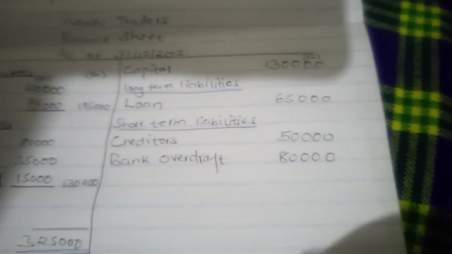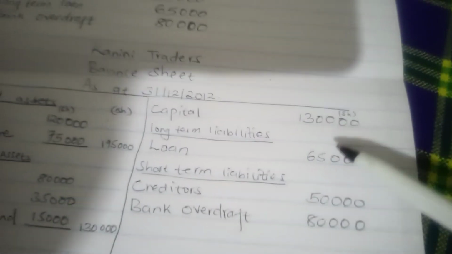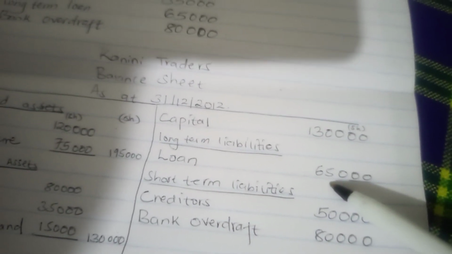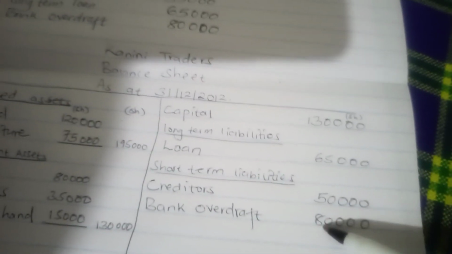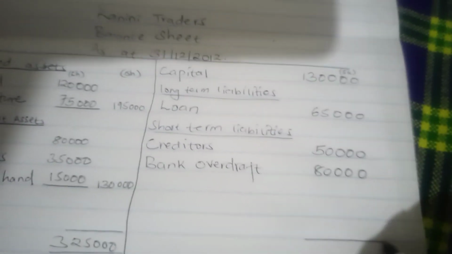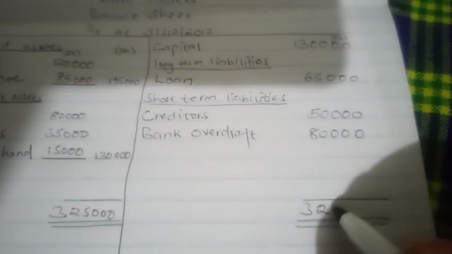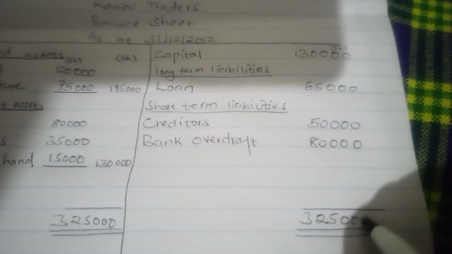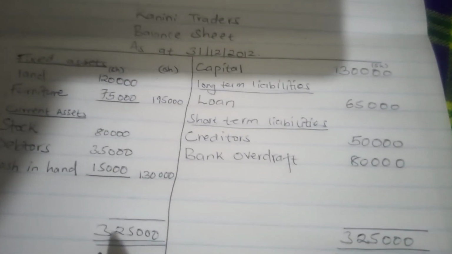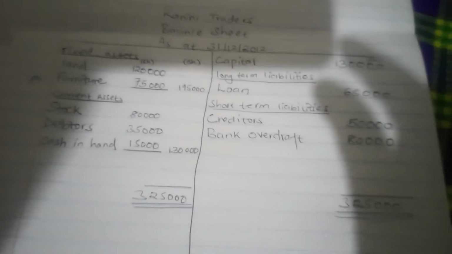And you come to this side where you've recorded capital and liabilities. So you have 130,000 plus 65,000 plus 50,000 plus 80,000. Clearly, that is also 325,000. And remember to double underscore. That shows you've closed your account.